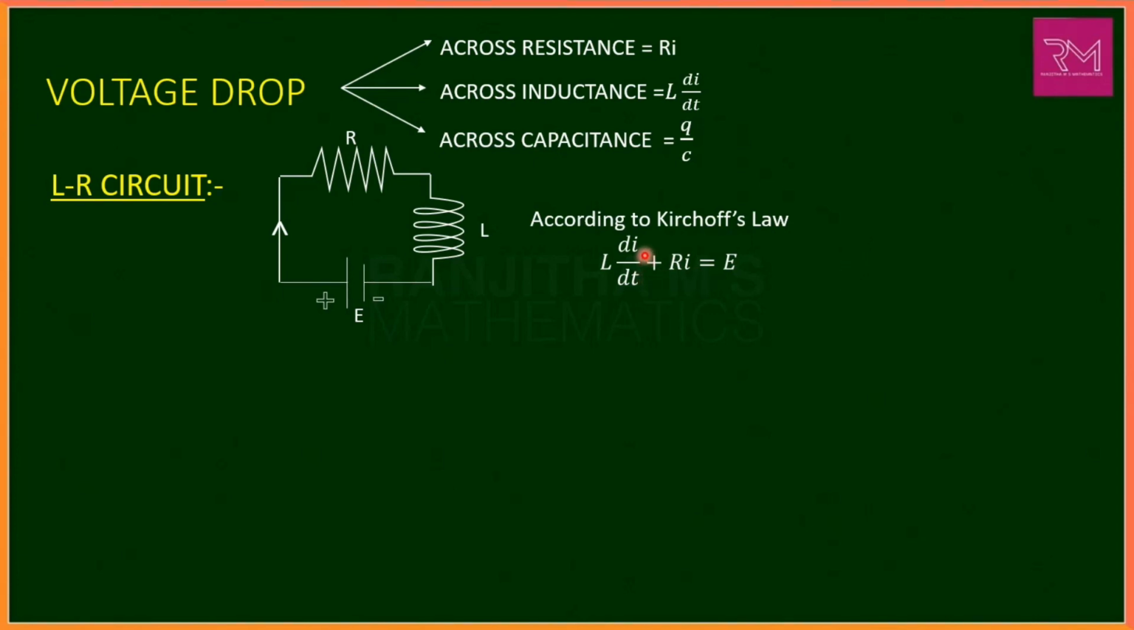Also, here we have to remember that I is denoted by dq by dt. Here I is the current, denoted by the symbol dq by dt, where q is the electric charge. The derivative of electric charge with respect to time t is our current I.